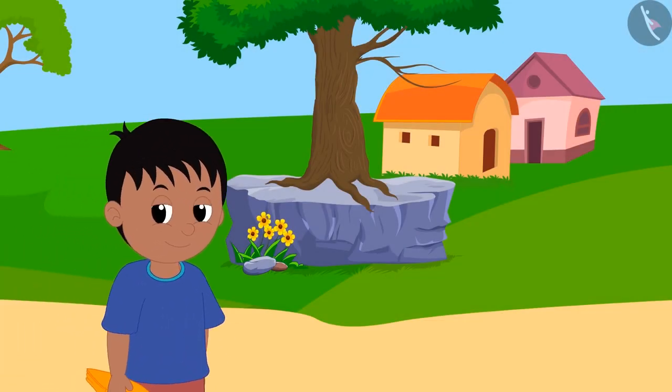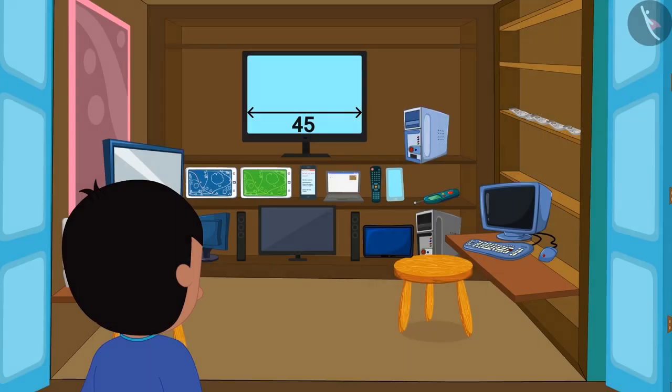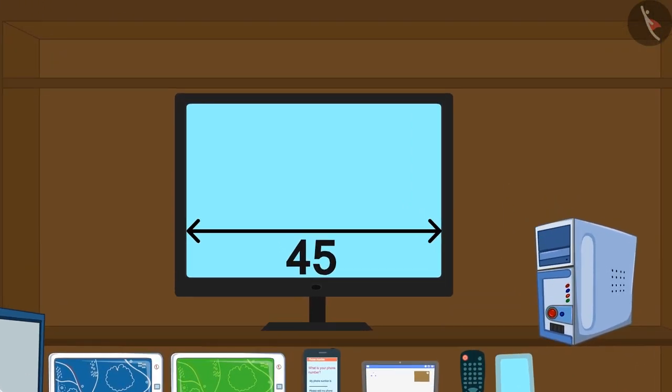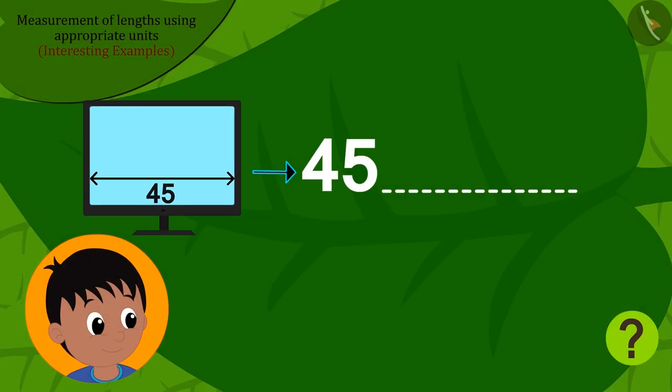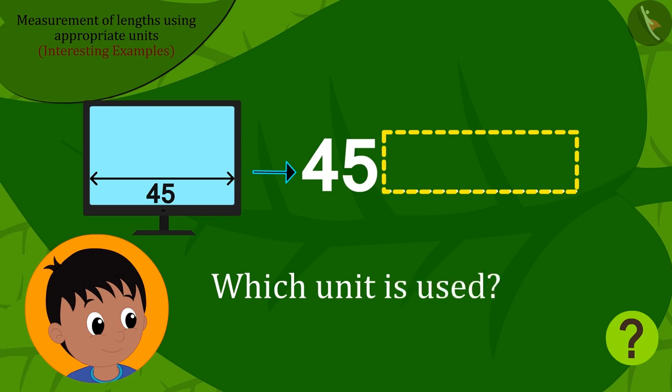When Raju was returning home, in a shop on the way, he saw a computer monitor like this. On the monitor, the screen size was written in this way, but only the number 45 was written below that. Raju came to know that the length of the screen of the monitor was 45, but he did not understand which unit was used for it.